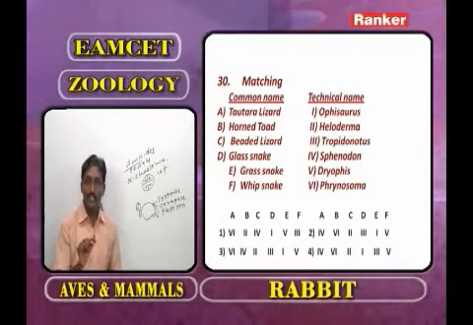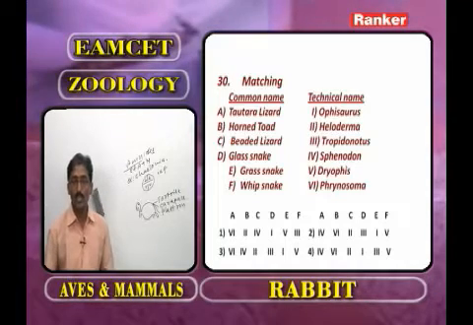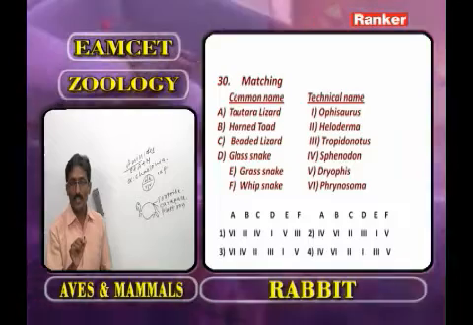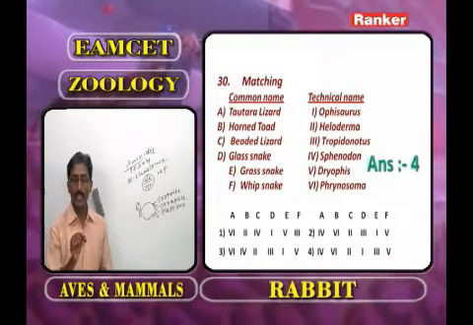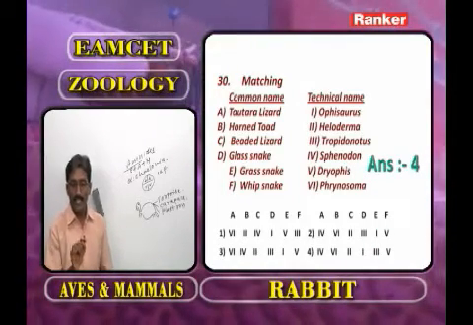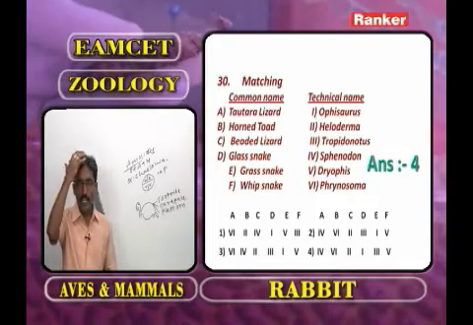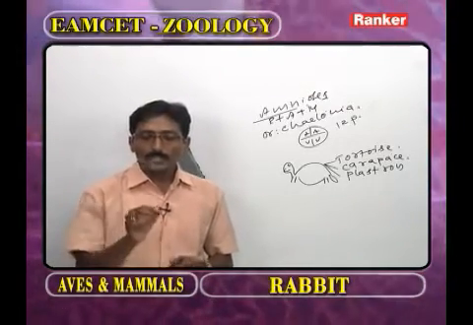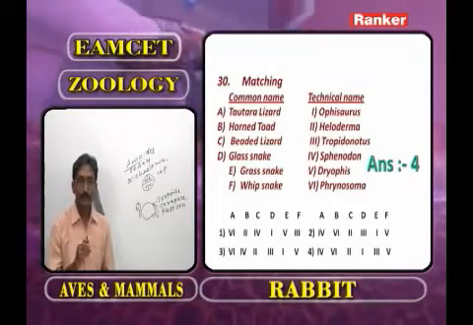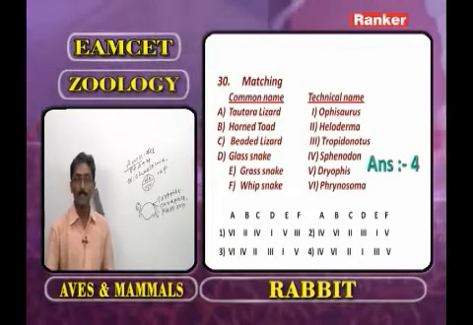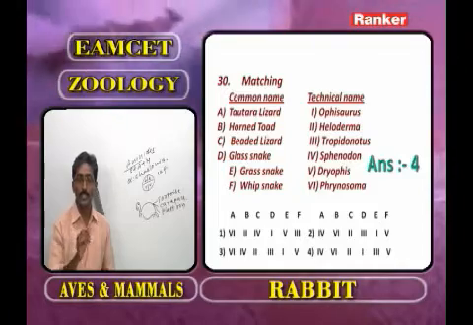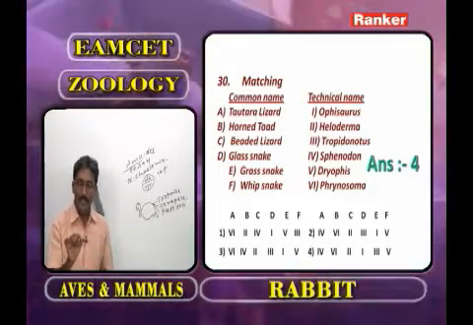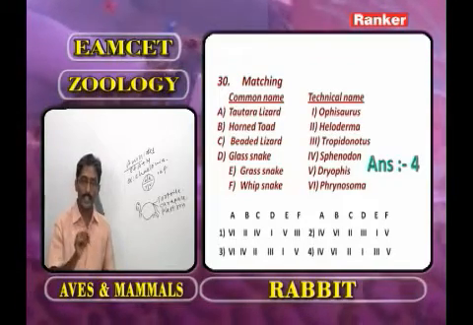Now, Tatara lizard, it is also called the Sphenodon. The Sphenodon is also called the living fossil or Tatara lizard. And horned toad, on the head horn is present. That is the Phrynosoma. Beaded lizard, example is Heloderma, that is a poisonous lizard. And glass snake, the body is snake-like, but it is a lizard.